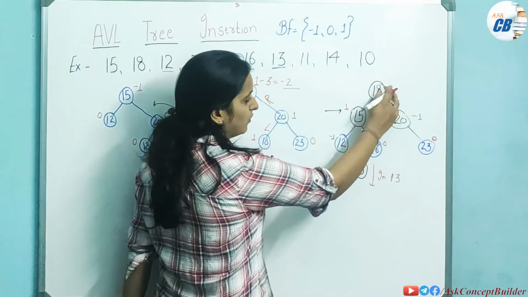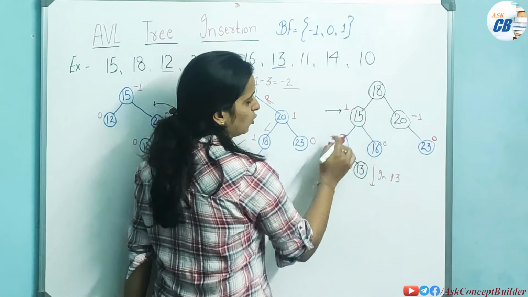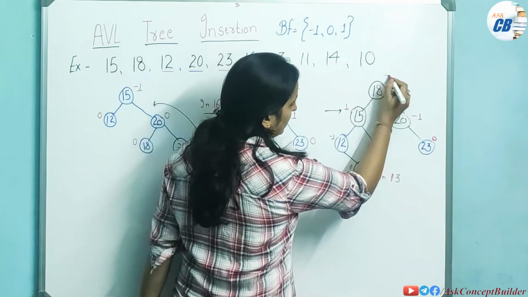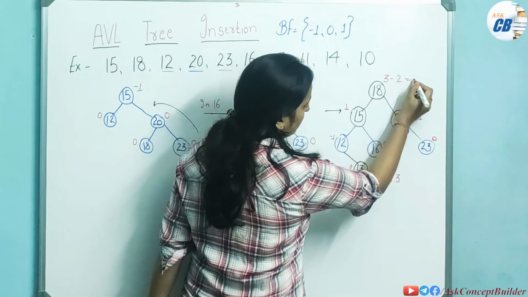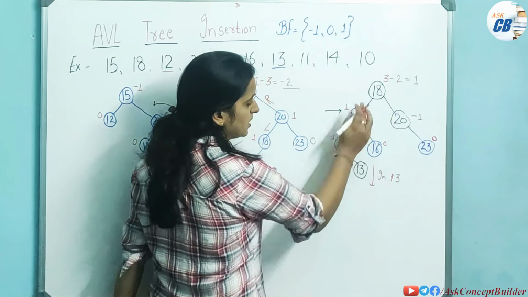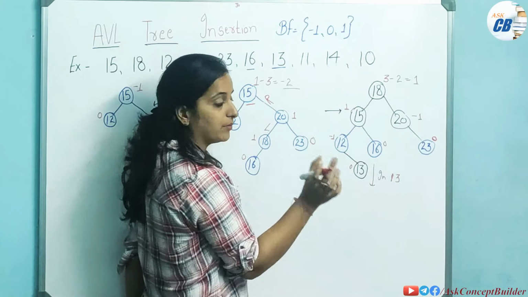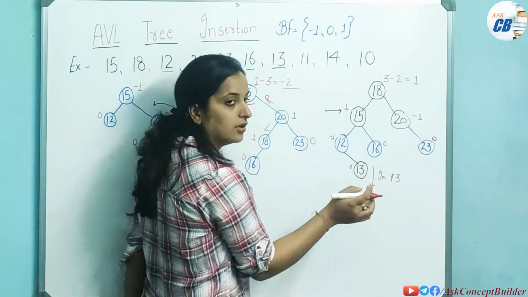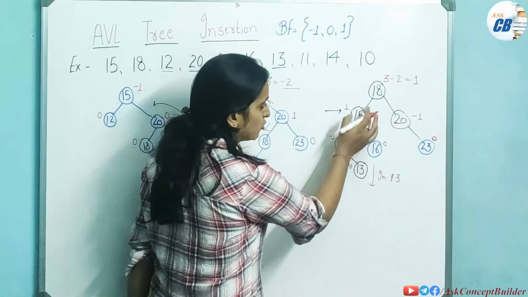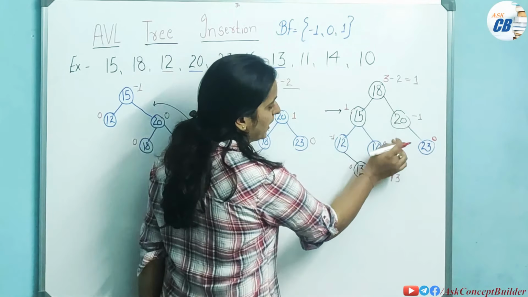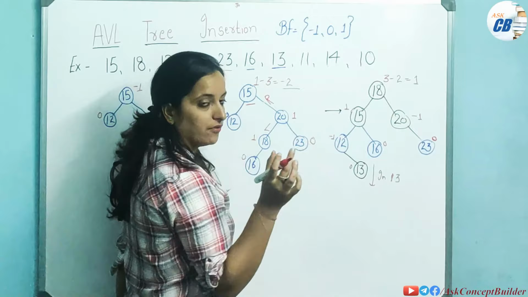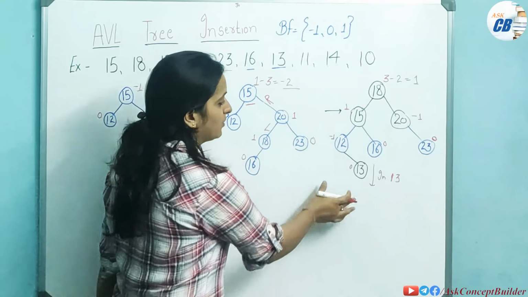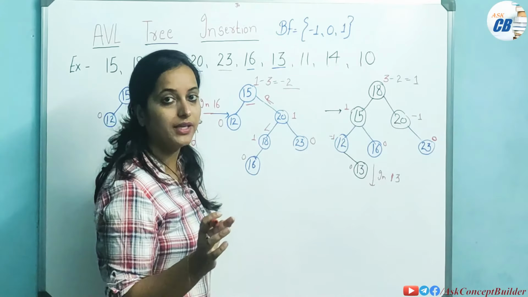And now for this node it will be 1, 2, 3; 3 minus 2 is 1. This height you take in the left subtree height: 1, 2, 3, not this one. We have to take the longest edges path. So 3 minus 2 is 1. Now check the balance factor for each and every node: it is balanced. That means our tree is balanced now, and there is no need of any rotation.